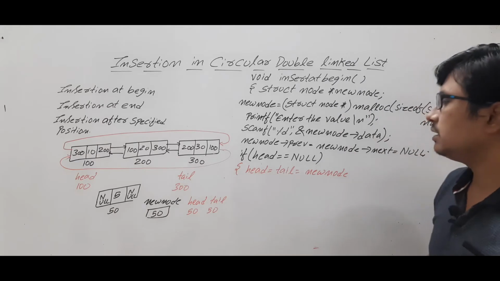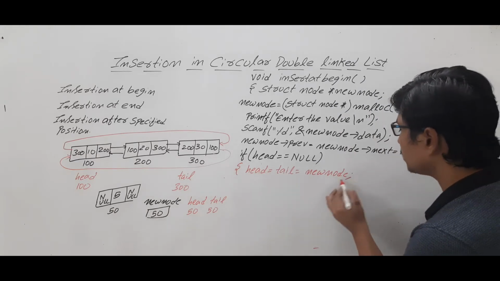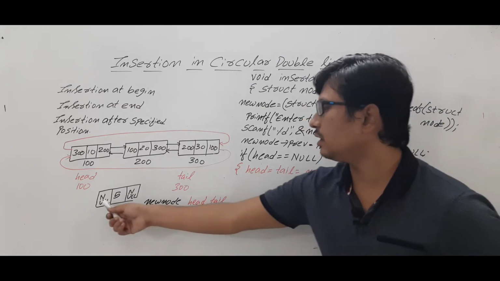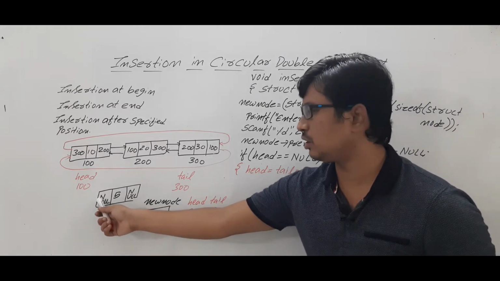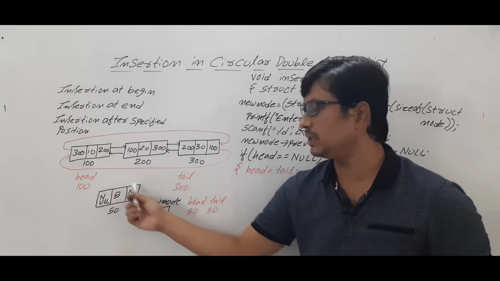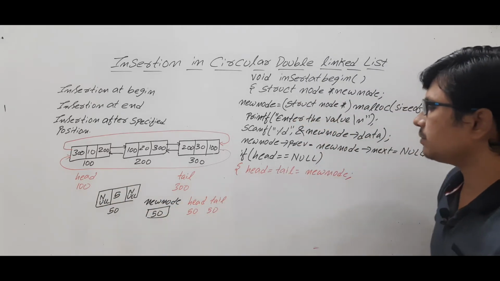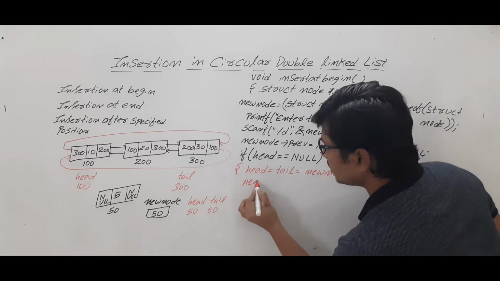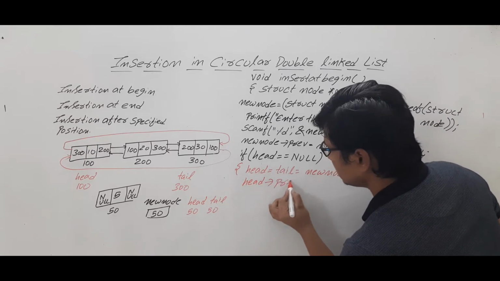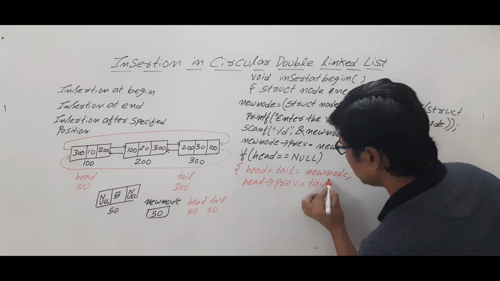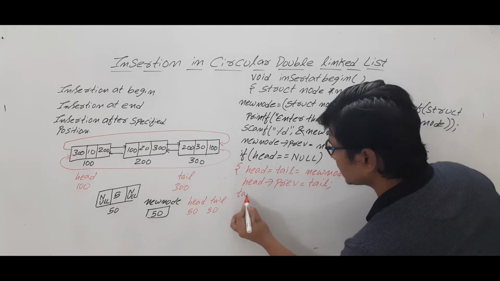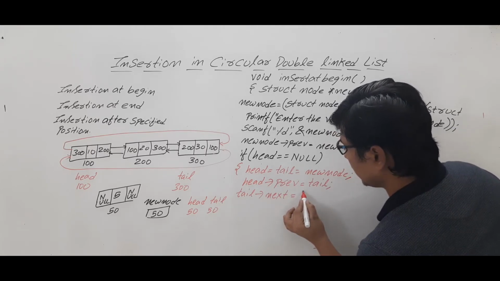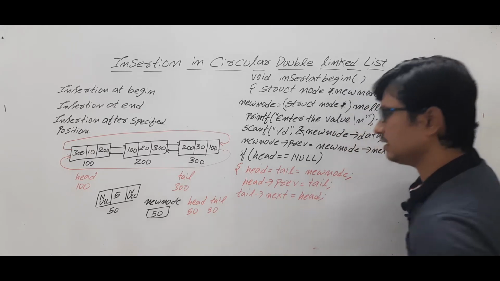Is it clear? So now what do you want to do? We want to have the addresses, because it is now null, they are not pointing to it, but I want to make it a circular double linked list. How can I make it a circular double linked list? I can write here head of previous is equal to tail and tail of next is equal to head.